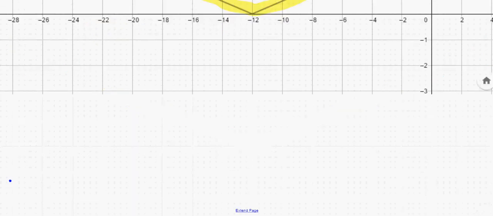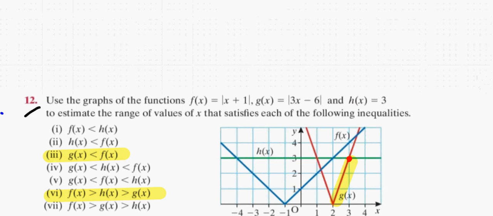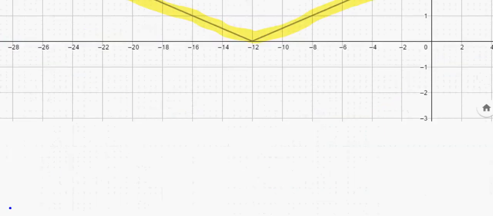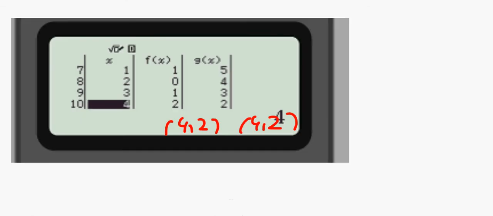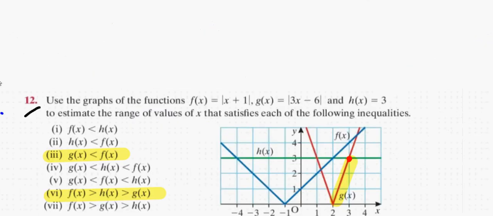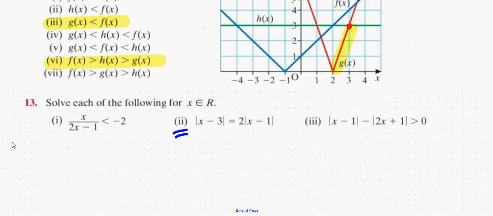Alright, what's the next question I'm doing? Was it 10? Alright, let's head on to 11 or 13. 13, okay? Alright, what do I do to both sides here when I square it out?